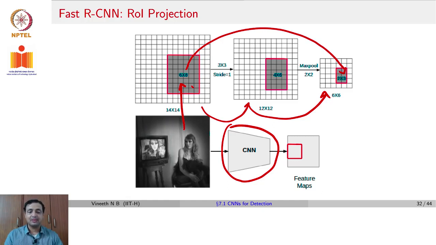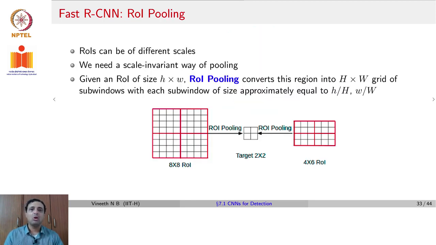As a next step, after projecting the region proposals onto the feature maps, we need to bring all of these region proposals to the same size, for the same reason that we said that the next layers can only take input of the same size. To do this, fast RCNN proposes a module known as ROI pooling. ROI stands for region of interest again. The ROIs can be of different scales, so we need a scale invariant way of pooling.